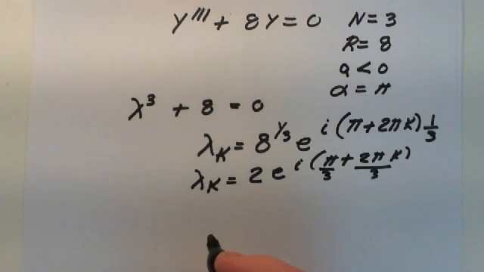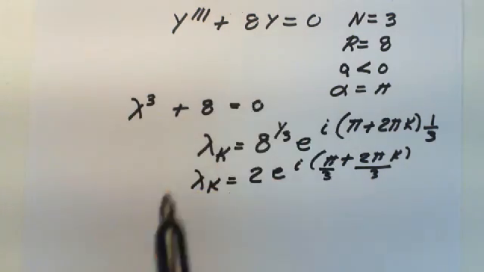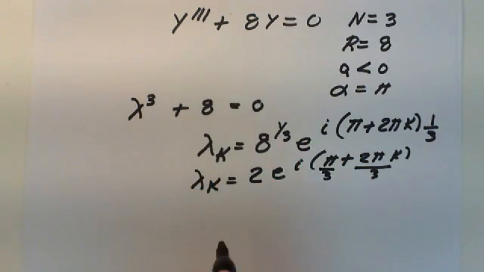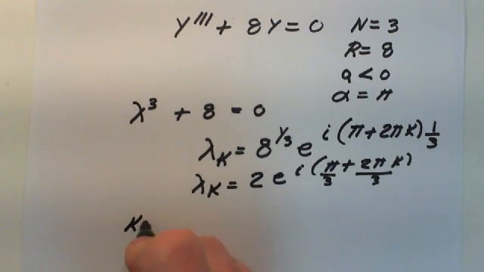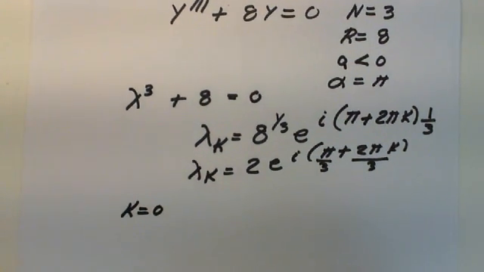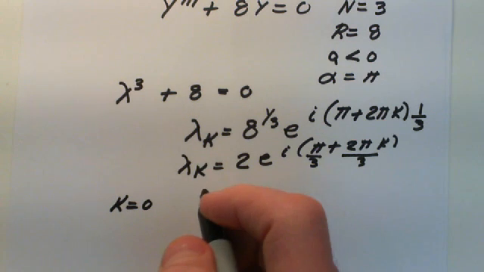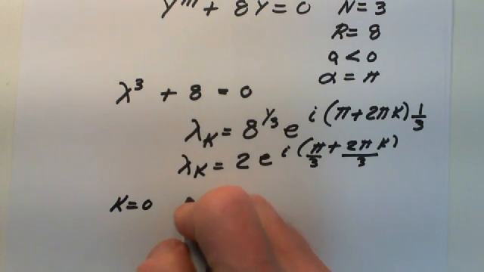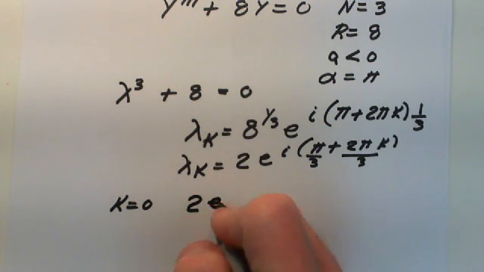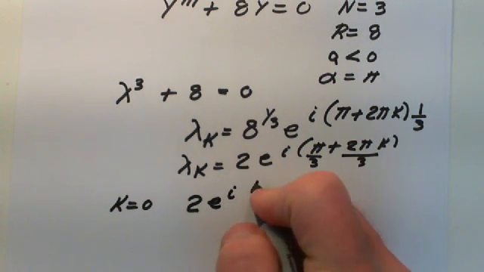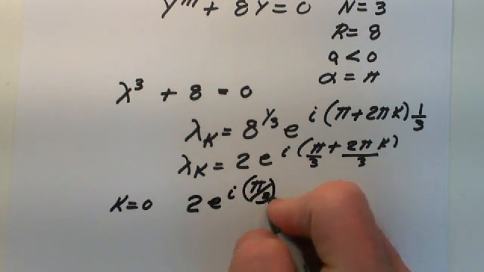So we'll do k is equal, I'm sorry, we have 3 conditions. We got the third derivative here. So we're going to do k is equal to 0 first. So when k is equal to 0, we'll go ahead and put our values in. That's going to give me 2e to the i of pi over 3.